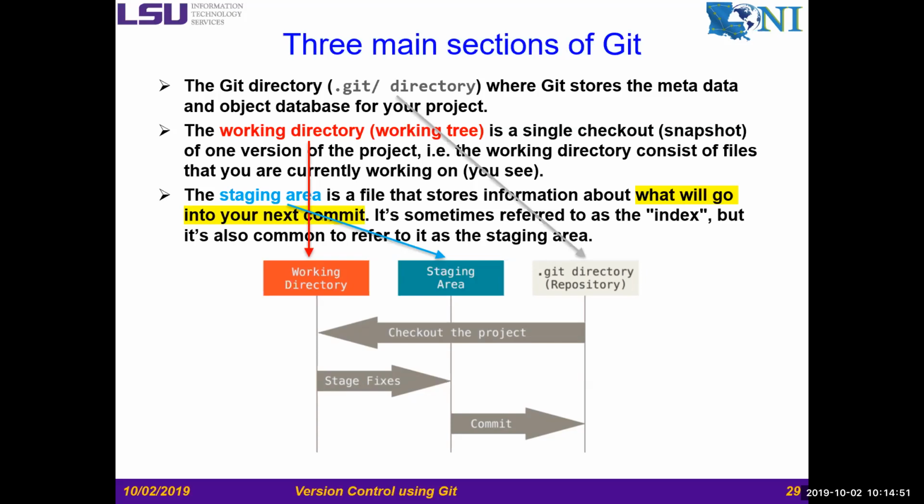The last concept is what we call the staging area. The staging area is a file that stores information about what will go into your next commit. As I said, sometimes it's referred to as the index, but I think it's easier for you to understand if it's called the staging area.